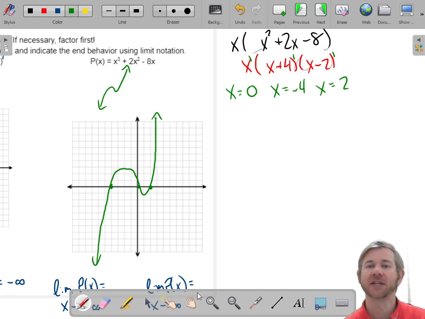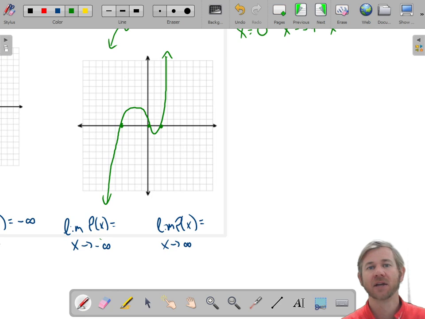So for my limit notation, as it goes to the left, so that's saying as it goes left, it goes down. That means this will be negative infinity because it's going down. And as it goes right, it goes up. So this will be positive infinity.